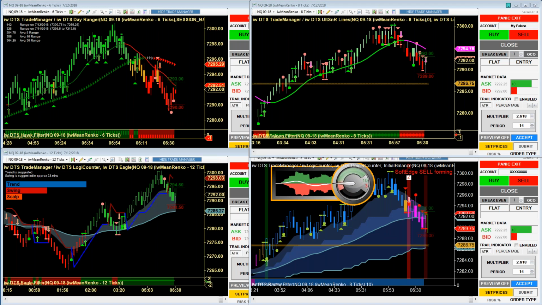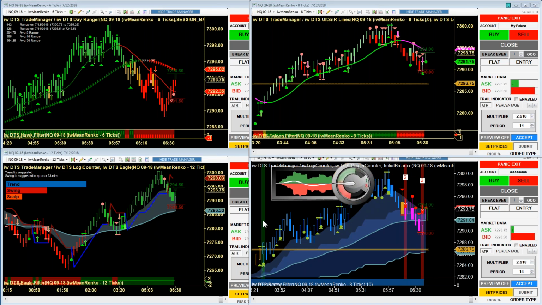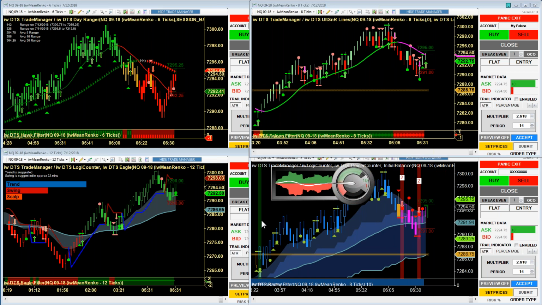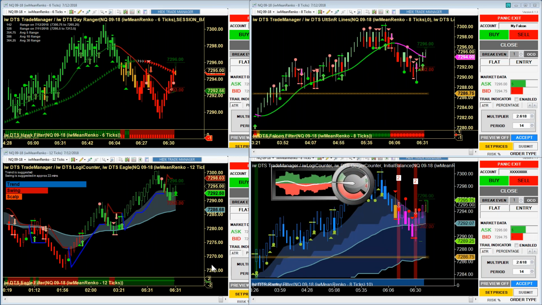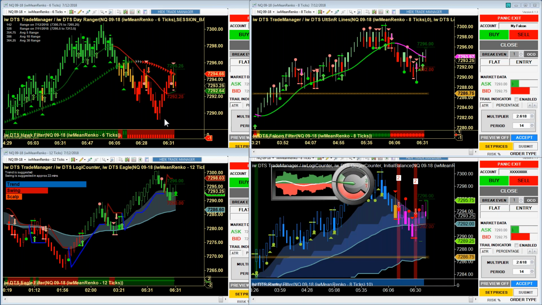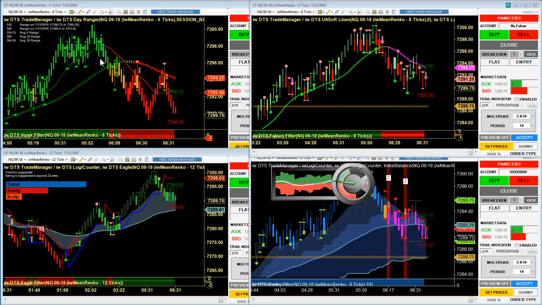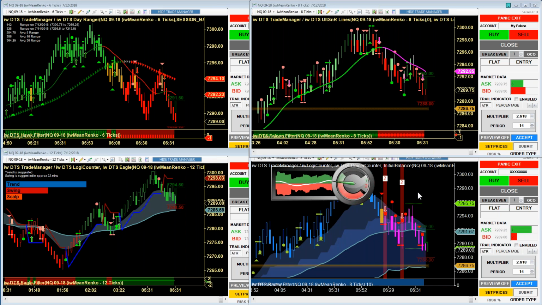Okay, so here we are, the NASDAQ market. Again, I see there's a couple new people in the trading room this morning. Let me give you a quick overview of what you're looking at. We've got the complete DTS system here along with the Raptor. So here in the top left is the Hawk Microscalper. Top right is the Falcon Swing Trader. Bottom left, Eagle Trend Trader. Bottom right is the Raptor.